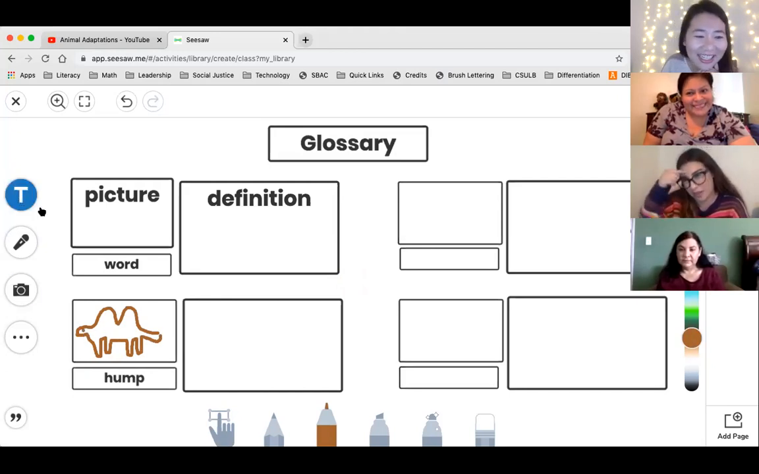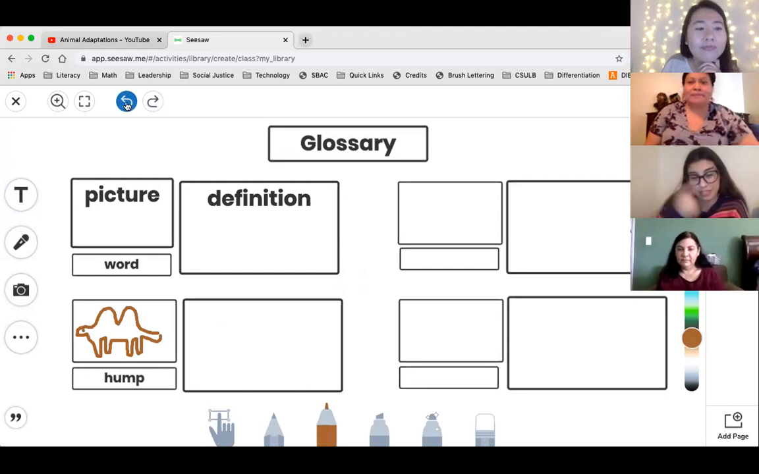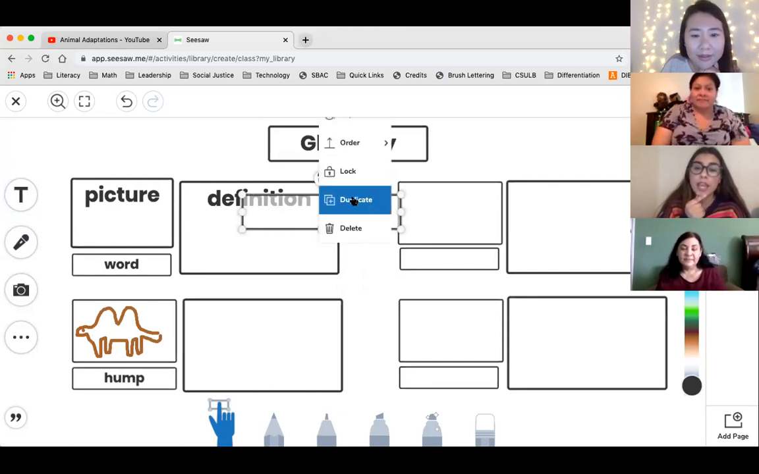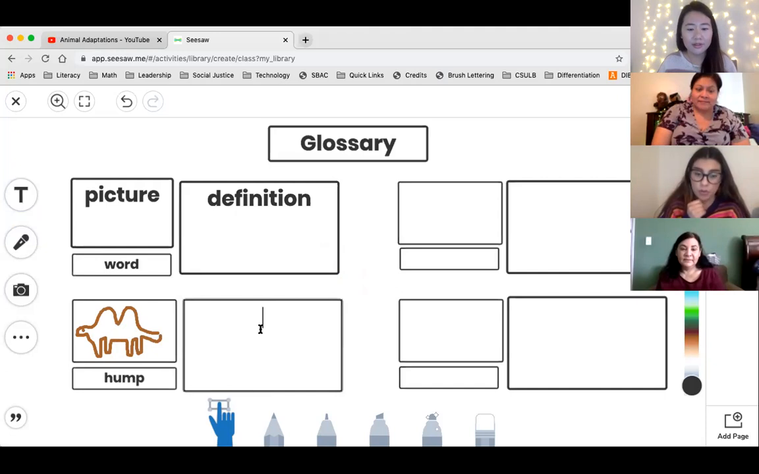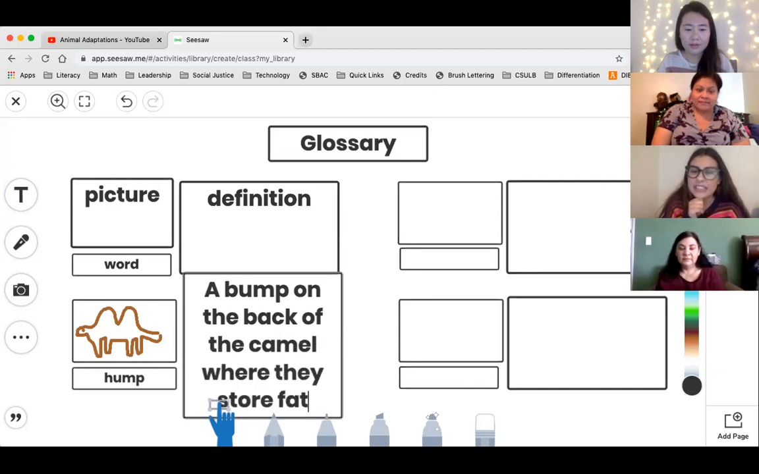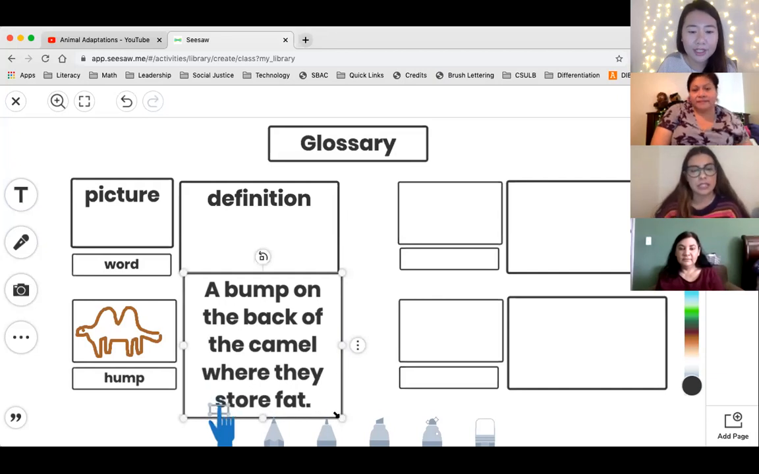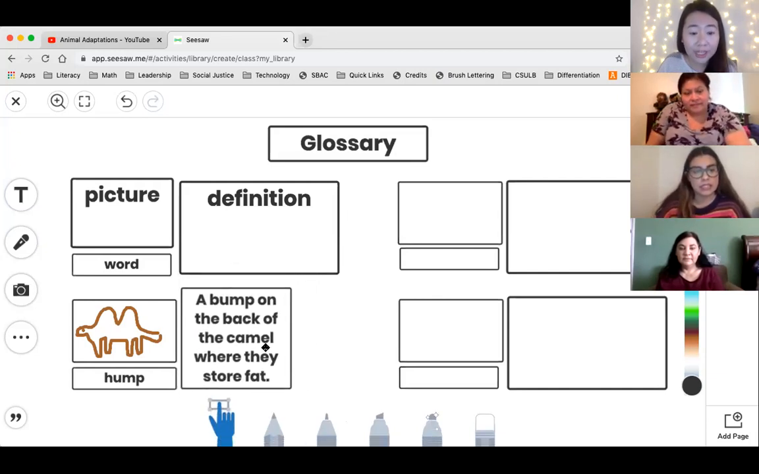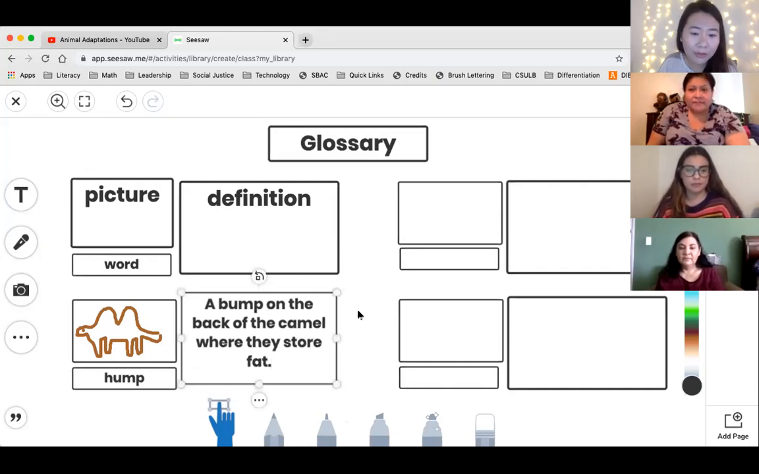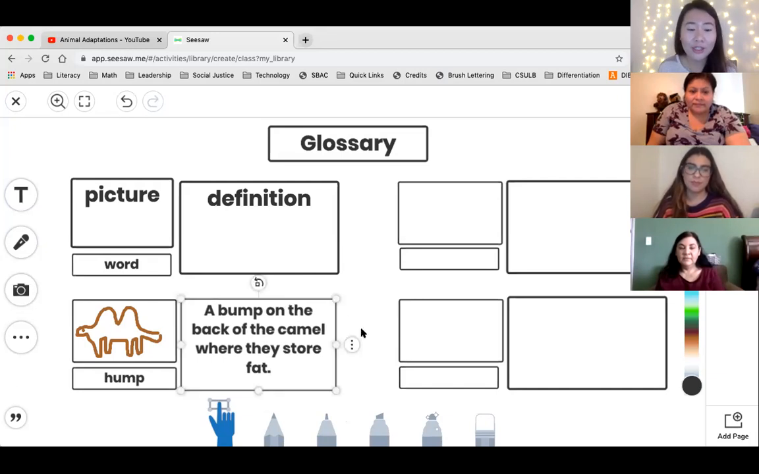Well, how would I describe a hump without saying hump? Maybe the word bump, because it looks like a bump on its back. Ooh, okay. A bump on the back of a camel where they store fat. I love that. And I love how you were thinking, Miss Akimowicz, of not using the word in your definition. That's really important for us as readers and writers because we don't know what that word is, so we can't use it in our definition. And so I'm going to reword what Miss Yakimowicz and Miss Hernandez said: a bump on the back of the camel where they store fat.